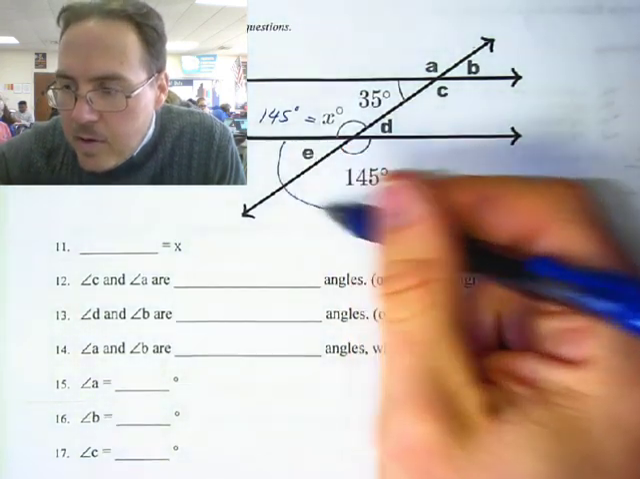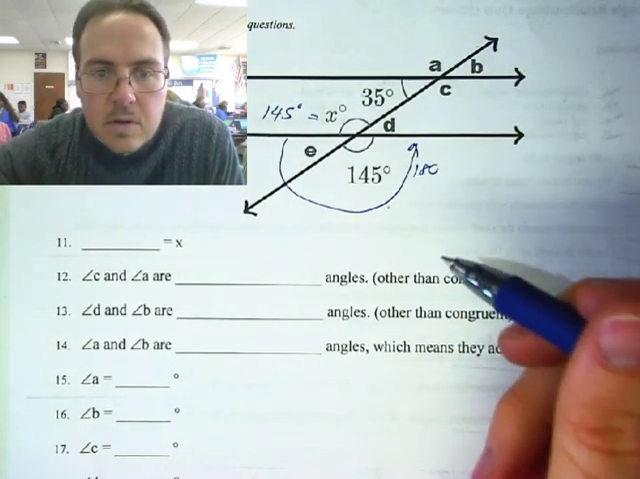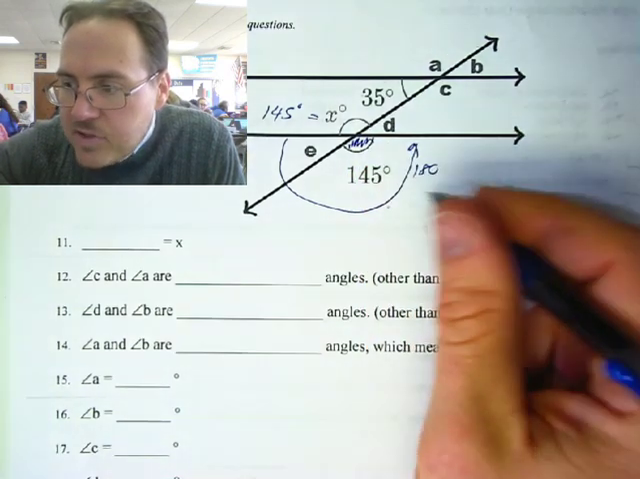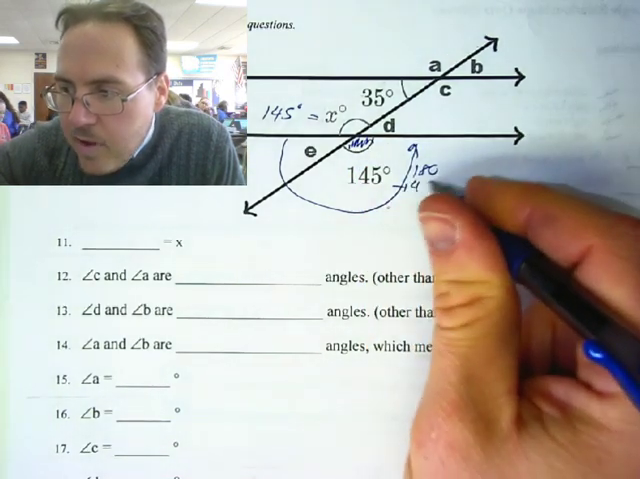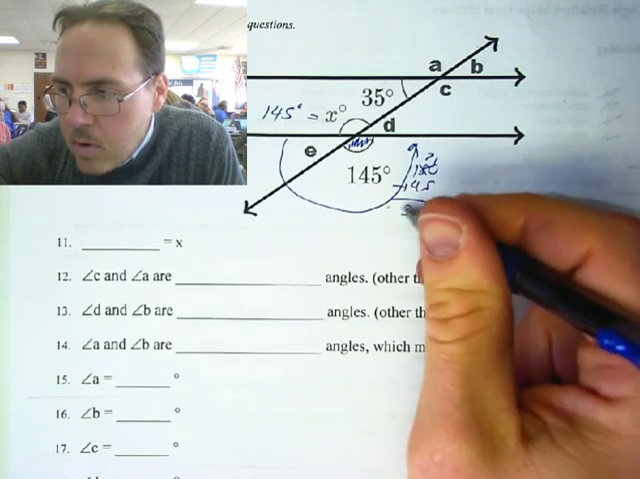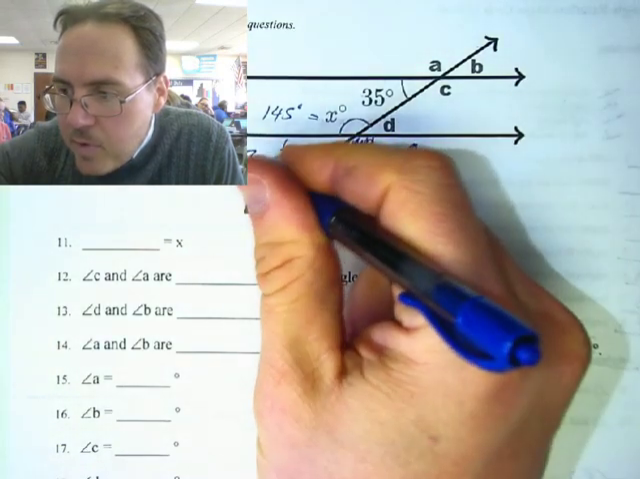Since from here to here, that's a straight angle, that makes 180 degrees. Well, if this section in here is 145, then I can just take 180 and subtract 145. Do a little borrowing. So that means that angle E is the leftover. So E is equal to 35 degrees.